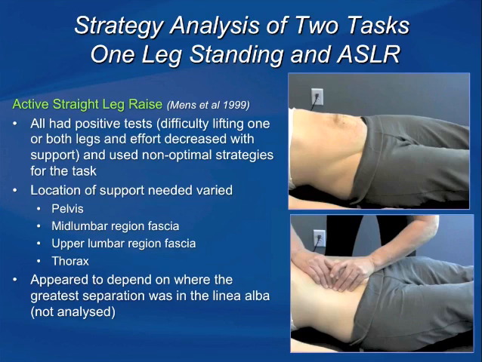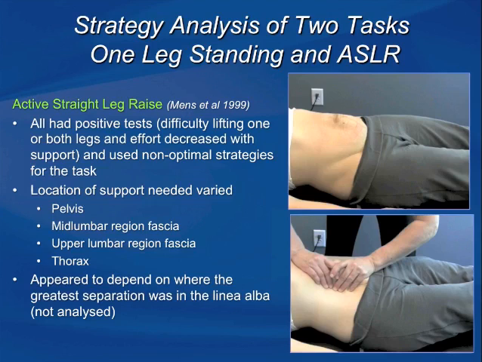Now, on the active straight leg raise test, which is a test that was initially proposed by Professor Jan Mens from Amsterdam, a positive test is when there's an effort difference to lift the leg from one side to the other, and then that effort improves or is reduced when compression is applied to the pelvis. All of them had positive tests if a positive test was defined as difficulty lifting one or both legs.